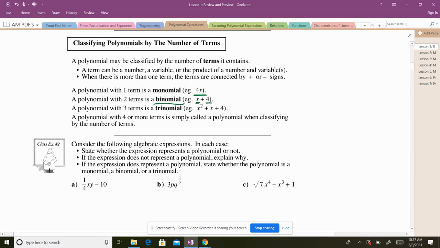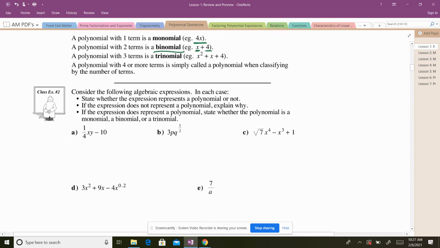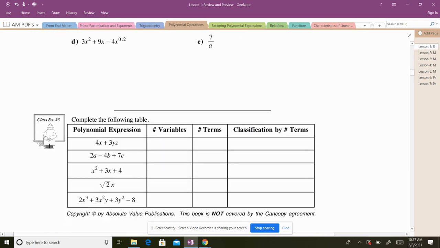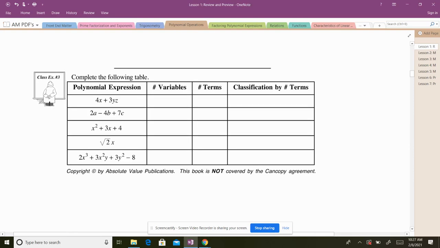And if you have three terms, you're called a trinomial. And then after that, they just say poly. Do you guys know what poly means? It means many. So once you go past 3, they just say polynomial, which means many terms, essentially. We're not doing that.